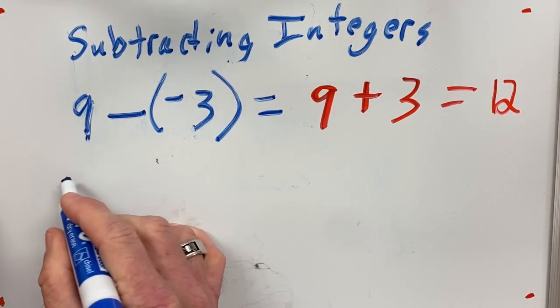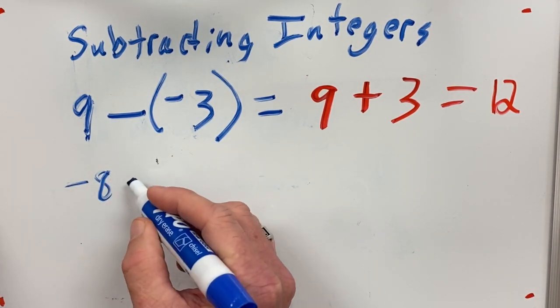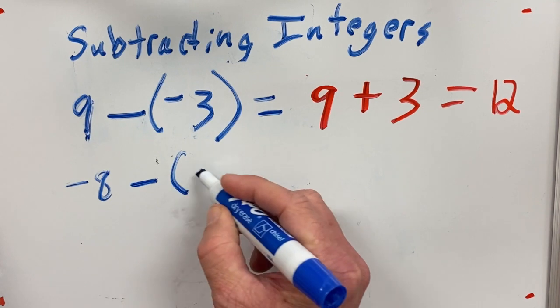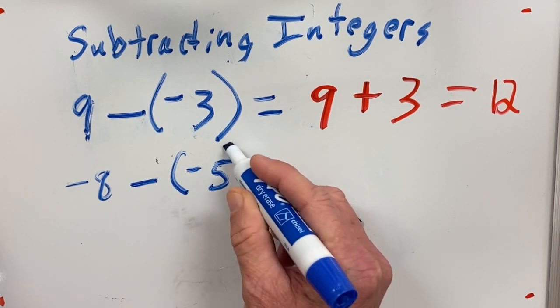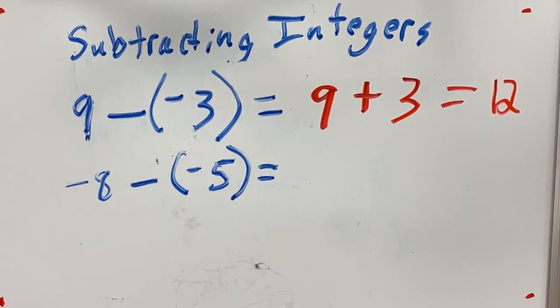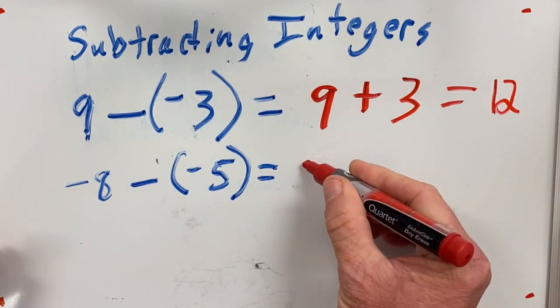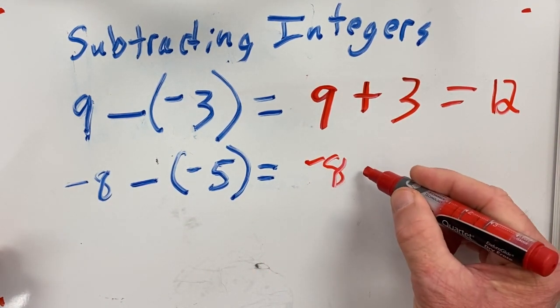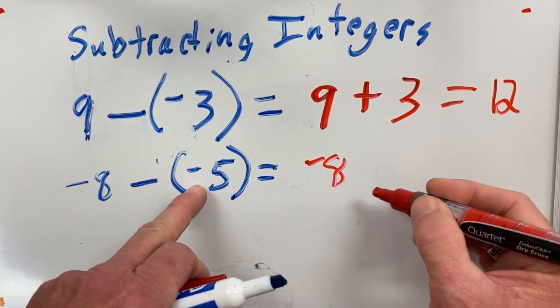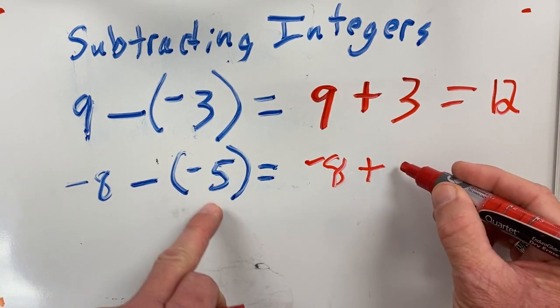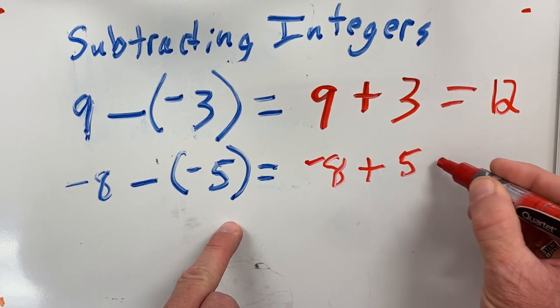Let's say you have negative 8 minus negative 5. What do I do with that? Well, same thing. I take the first part of the problem and leave it alone, negative 8, and then I add the opposite, plus 5, equals.